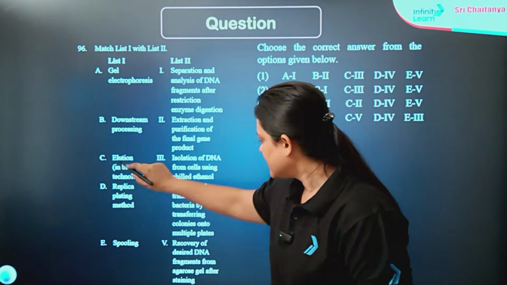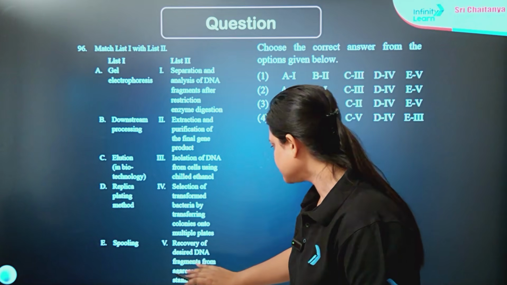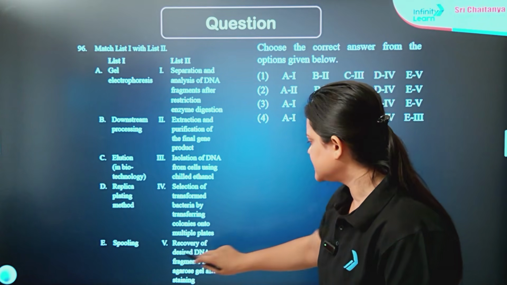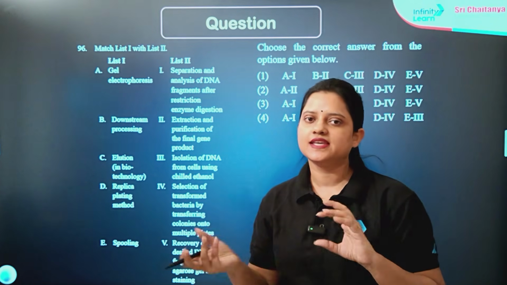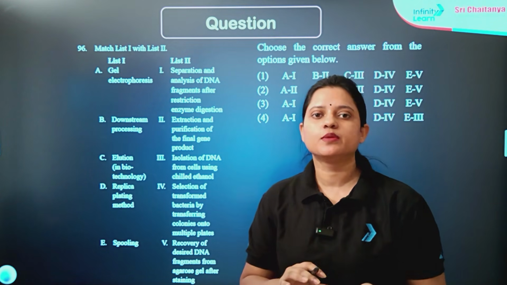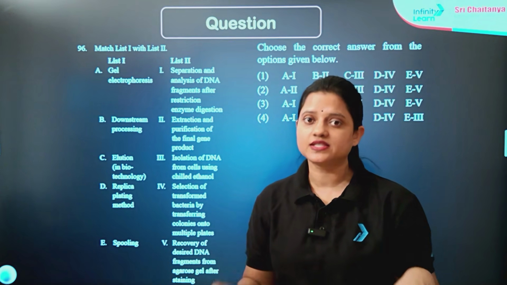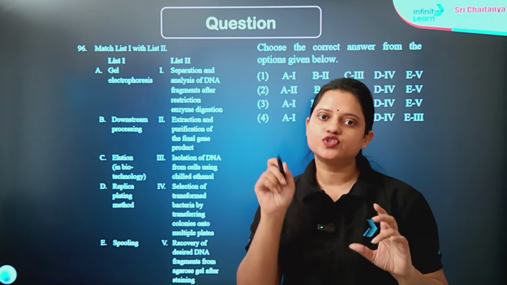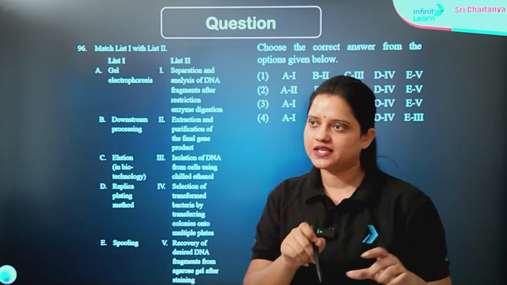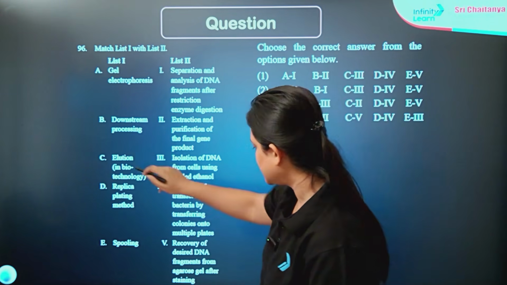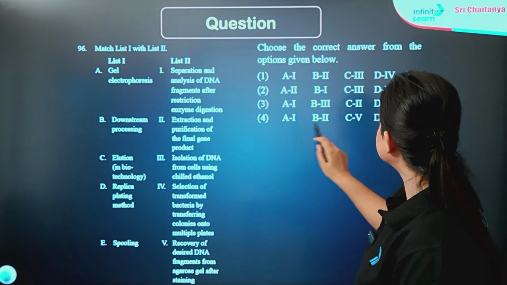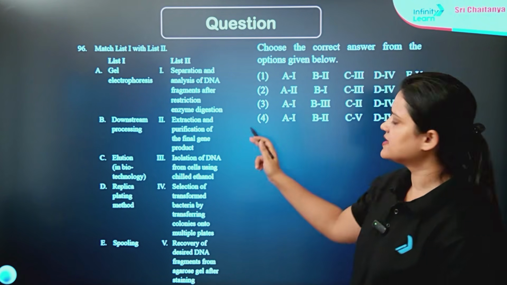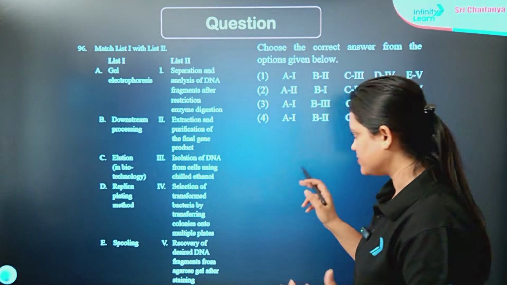Now elution. Elution is recovery of the desired DNA fragment from the agarose gel after staining. So after the DNA is stained by ethidium bromide and we check this in UV light, after that we cut the piece of gel with that fragment of DNA. So that is termed as elution. So C will be matched with 5. 1, 2 and 5. So we got our answer, it should be 4, but let's check the other option.